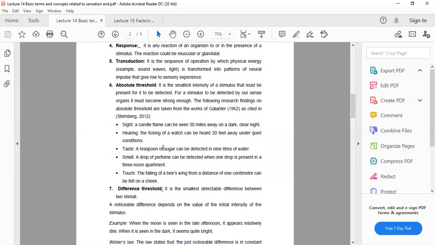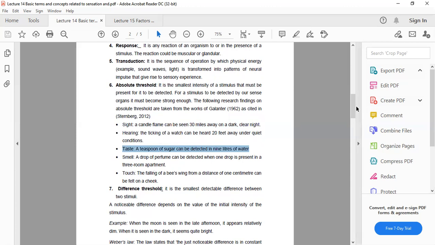Sight, for example, a flame which is 30 miles away on a clear night. Hearing, the ticking of a watch can be heard 20 feet away under quiet conditions, or at the other end of the room. Taste, a teaspoon of sugar can be detected in 9 liters of water. You see, just a teaspoon in 9 liters of water. Smell, a drop of perfume can be detected when 1 drop is present in a 3-room apartment. Then touch, the falling of a bee's wing from a distance of 1 centimeter can be felt on a cheek.